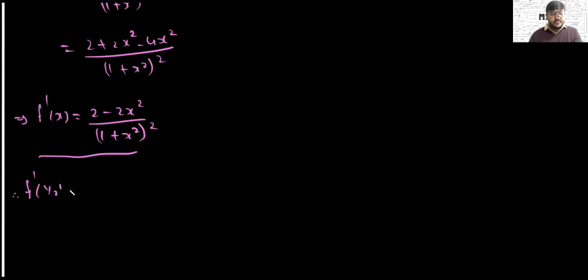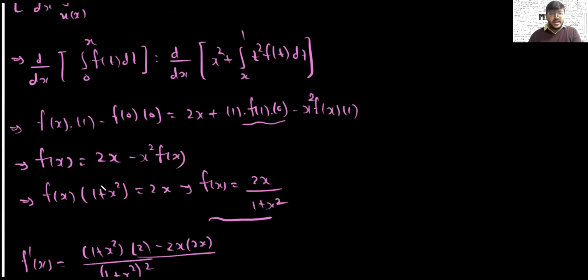Therefore f dash of half will be 2 minus 2 into 1 by 4 upon 1 plus 1 by 4 whole square. So 2 minus 1 by 2 into 1 upon 5 by 4 whole square. So 2 minus 1 by 2, that is 3 by 2, whole divided by 25 by 16. And hence your final answer will be f dash of half 24 by 25. You can easily give the expansion here, right? So this will be your answer, that is 24 by 25.